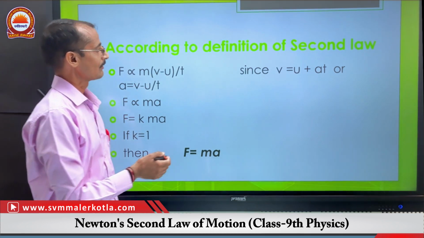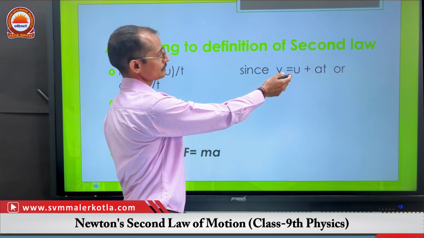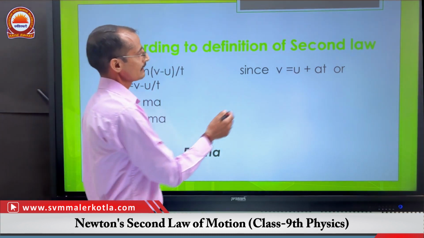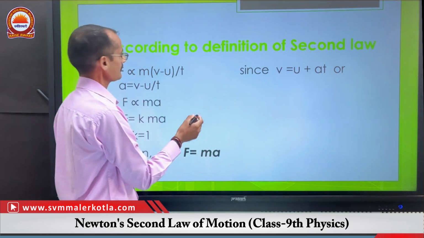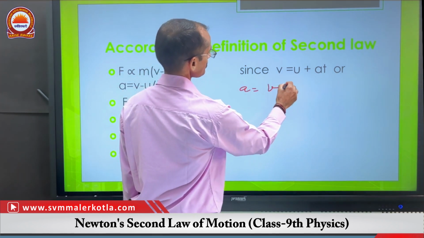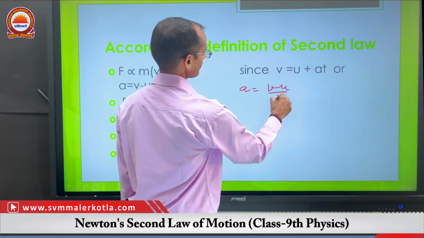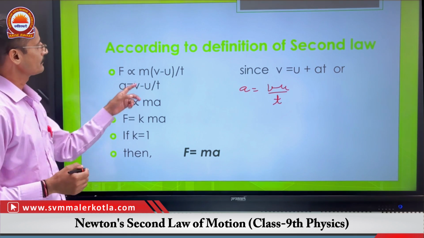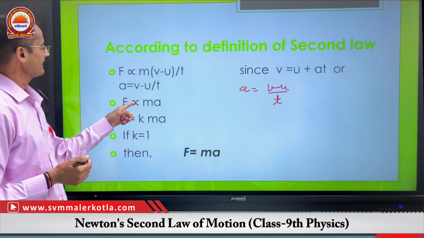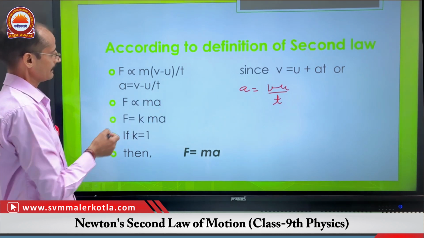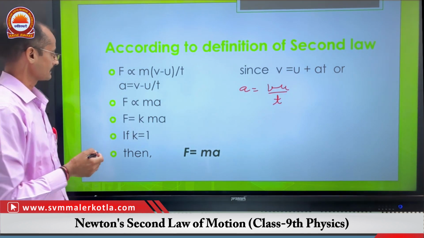Since we know that velocity v is equal to u plus at, we can find a, so that a is equal to (v minus u) upon t. So we can replace this (v minus u) upon t by a. So F is directly proportional to mass into a, the acceleration of the object.